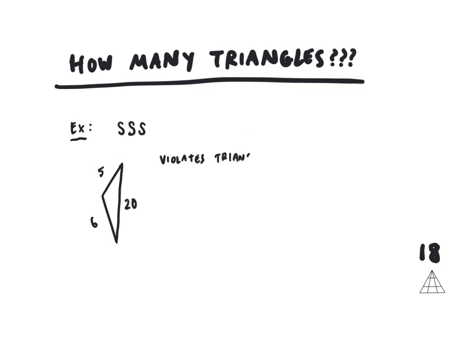The triangle inequality specifies that the sum of any two sides of a triangle, let's just call them x and y, must be greater than the third side. So for any two sides that I pick, if I add them together, I must get a number greater than the third side. And that works all well and good for 6 and 20. If I add 6 and 20, that's certainly greater than 5. And it also works nicely for 5 and 20. If I add those two together, that's certainly greater than 6.